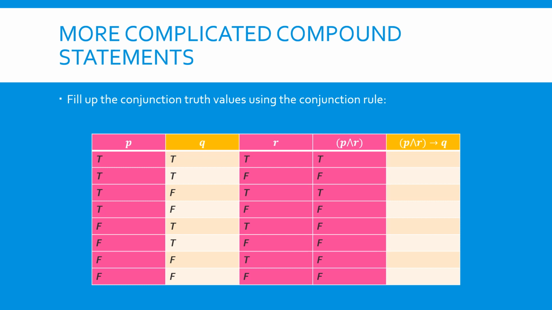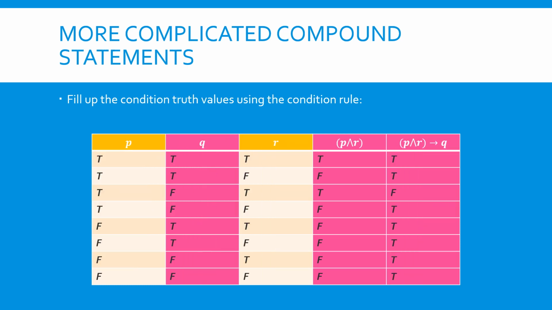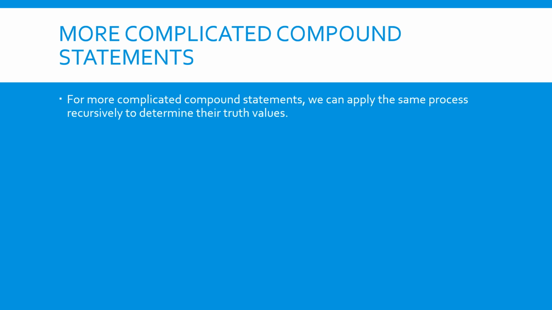Then, we will compute the truth values for P and R using the truth values for P and the truth values for R. Now, we can compute the truth values for P and R implies Q using the truth values for Q and the truth values for P and R. For more complicated compound statements, we can apply the above process recursively to determine the truth values.